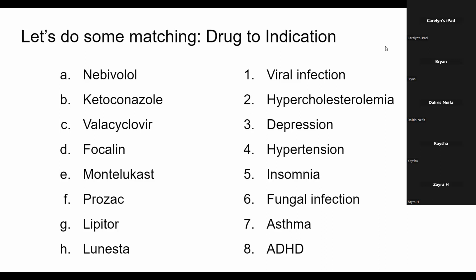Did we cover? We have a few more to cover. Let's see. I think Brian said G is 2. Do we agree? G is 2. So what is G? Yeah, hypercholesterolemia. And what is the generic of G? It's atorvastatin. Very good. So it's one of our statin medications for cholesterol.